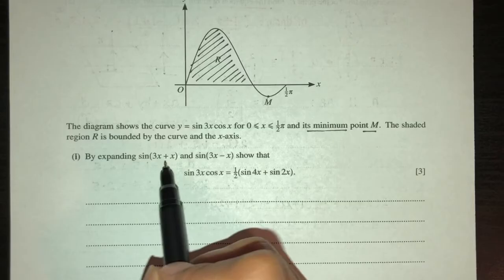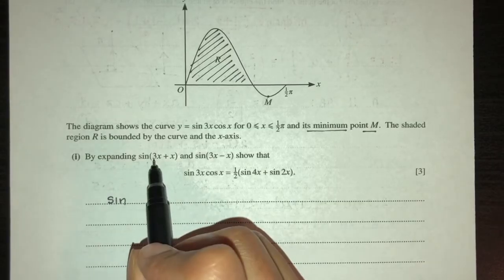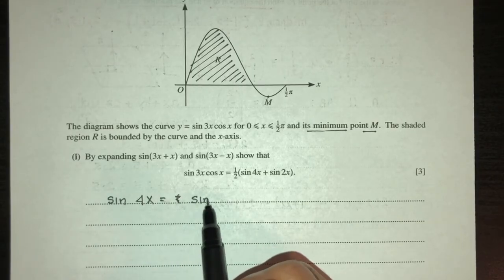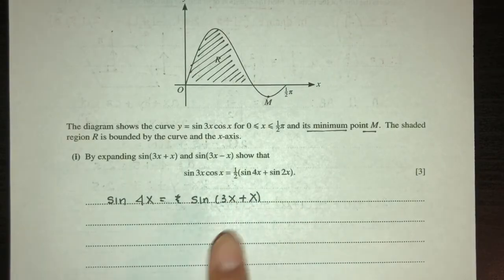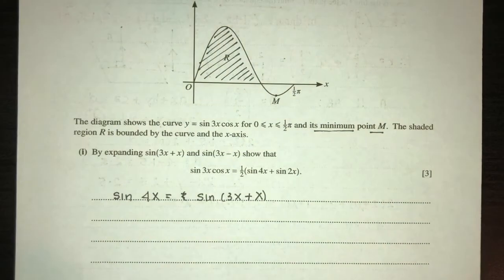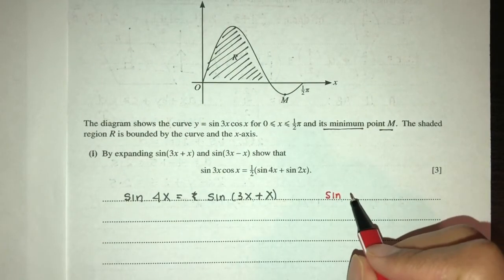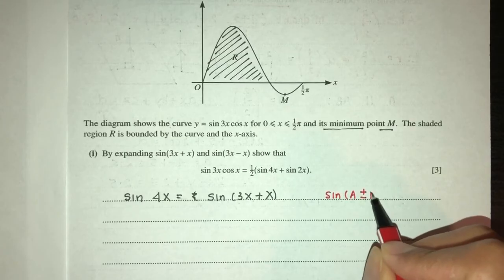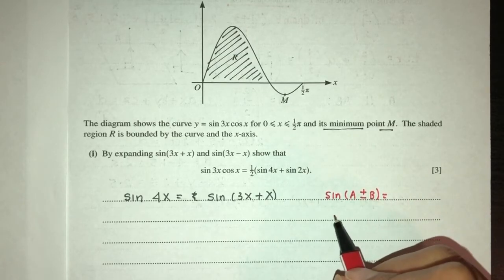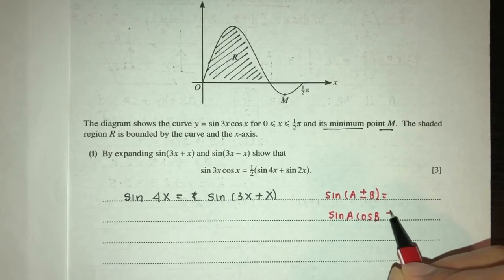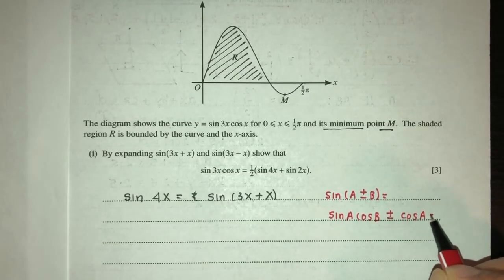So one by one, if you observe, this is basically sine of 3x plus x, which is 4x. Let's write down sine of 3x plus x. Now to expand this, you don't have to worry because we have been given the formulas to use. So let's write this down. On your formula sheet, it is given to you that if you take sine of angle A plus or minus B, that is equal to sine of A cos of B, plus or minus cos of A sine of B.